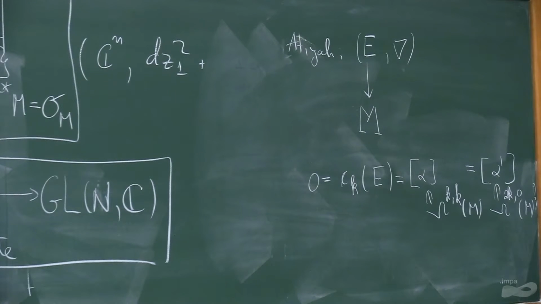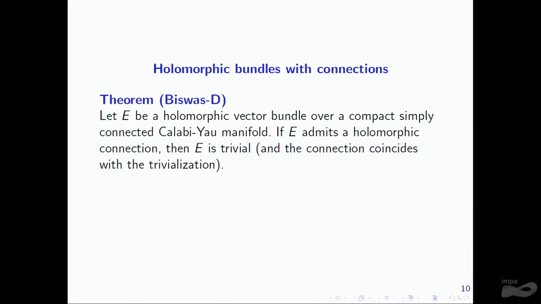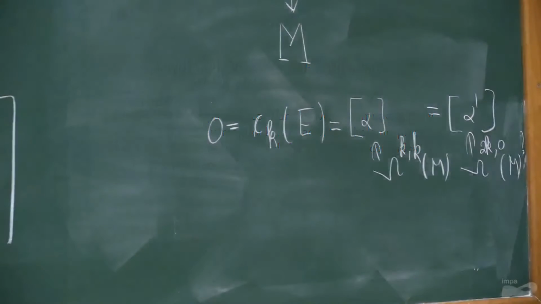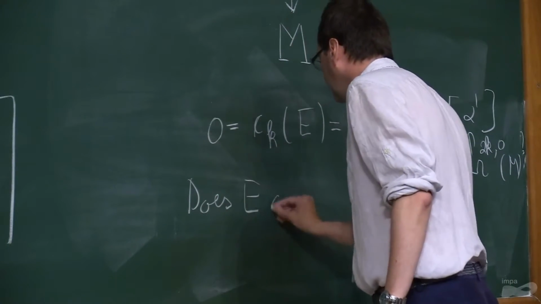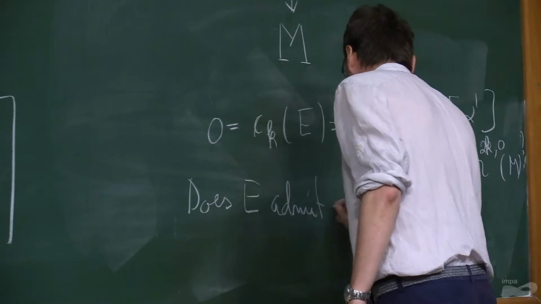So this was noticed by Atiyah. If you have a holomorphic vector bundle with a holomorphic connection, all Chern classes must vanish. So the Atiyah question is, does E admit also a flat connection? Since you don't have those obstructions, does E admit a flat connection?